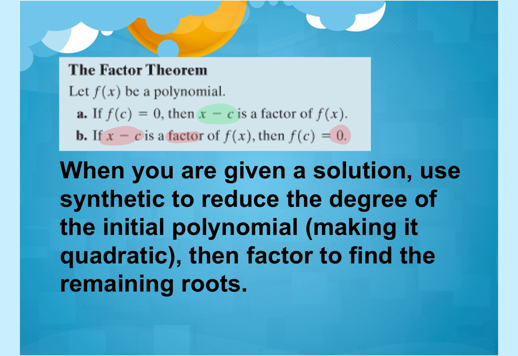And the way you'll see these applied is it will literally say, here's your function. Given this one is a factor, find the remaining. So you're going to take the factor they give you, do synthetic division to reduce it a degree. So if it was cubed, it would then become quadratic. And then from there, you'll either factor or use the quadratic to find the remaining roots.